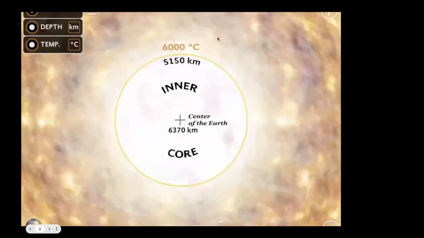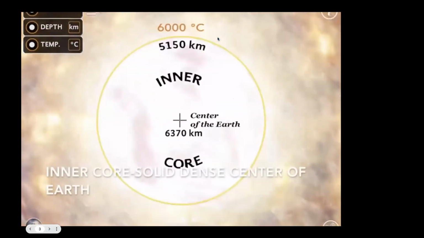Iowa stands for the inner core. The inner core, notice the movement. It's very slow. This is a more solid layer. It has a dense center, and it's the dense center of our planet.